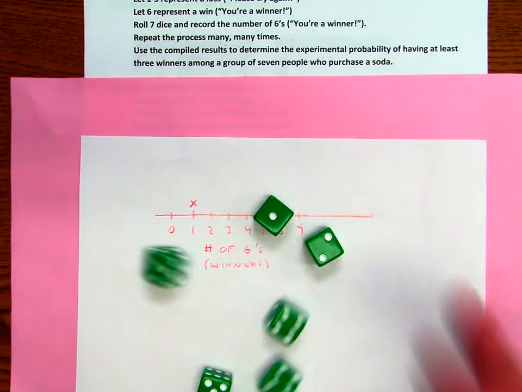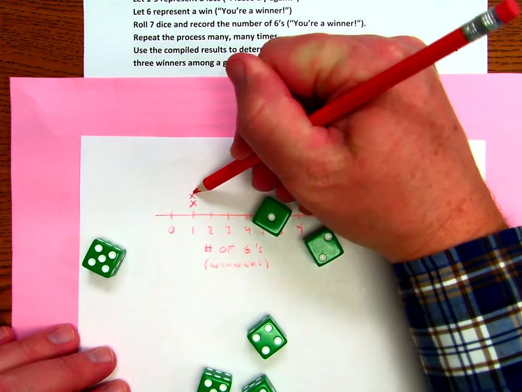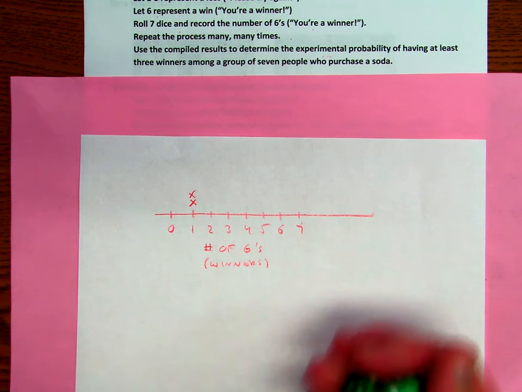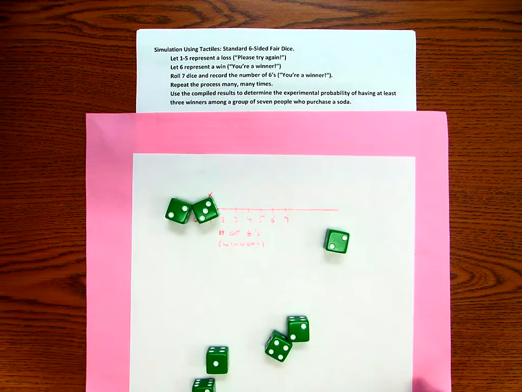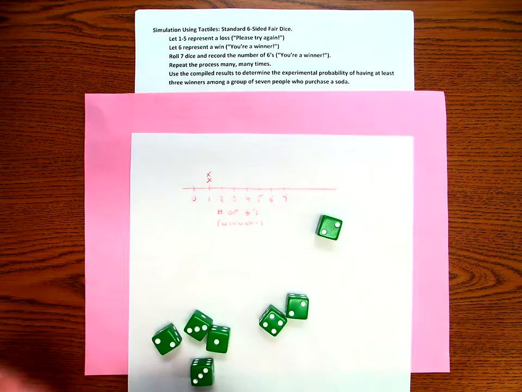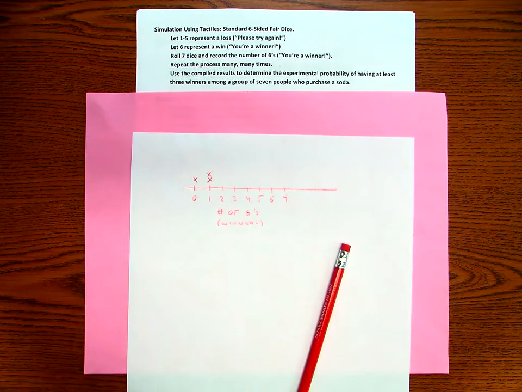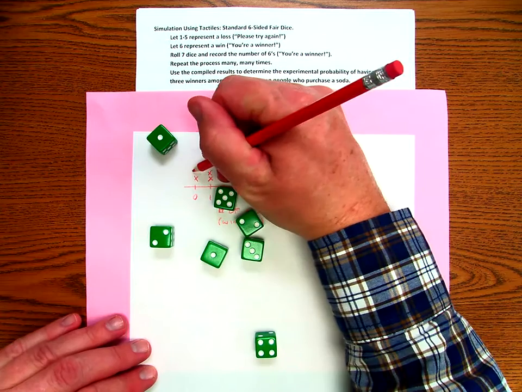Second trial, got one winner again. Third trial, can't see that. Let me back that out a little bit. No winners. Mark that. Next trial, no winners again.